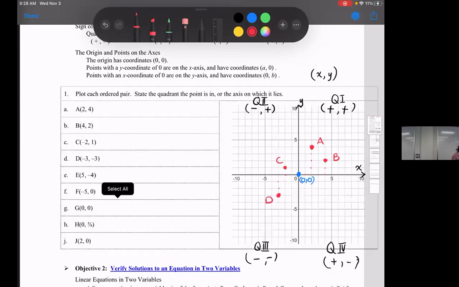It's not that bad, right? 5, negative 4: right 5, down 4, right here. 5, negative 4, that's E.